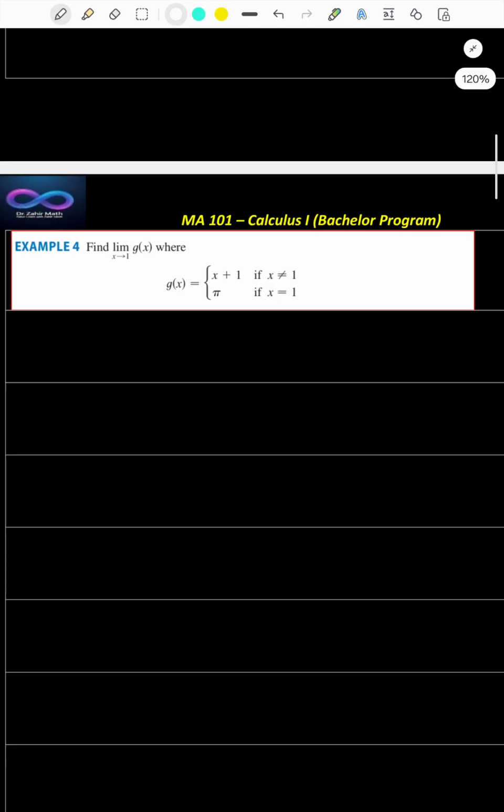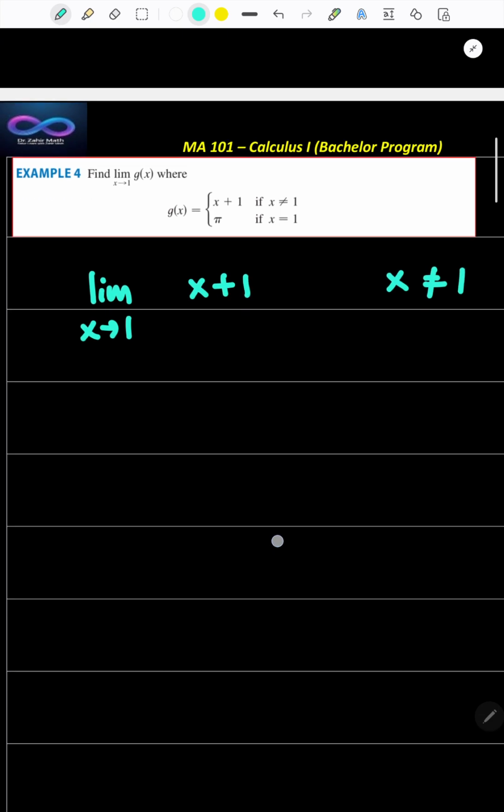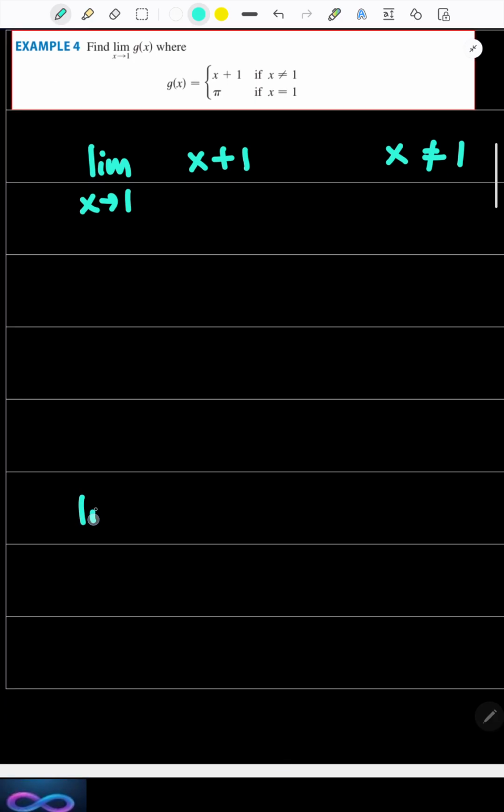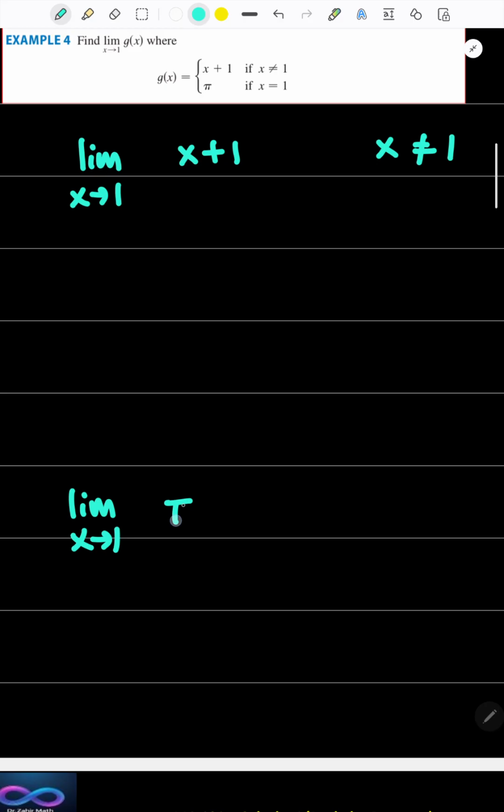Find the limit as x tends to 1 of g of x. Keep in your mind, you're going to find the limit. So what is your g of x? There are two functions. One is x plus 1 if x is not equal to 1, and the other is a function called pi, which is given if x is equal to 1.